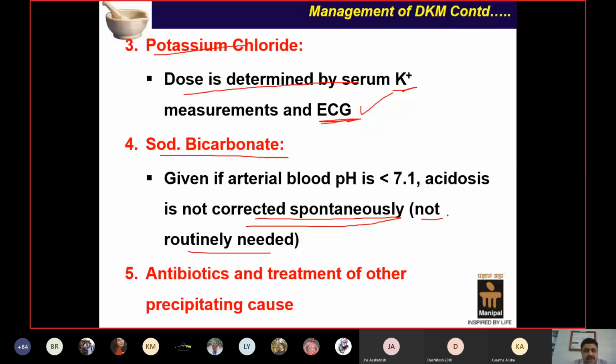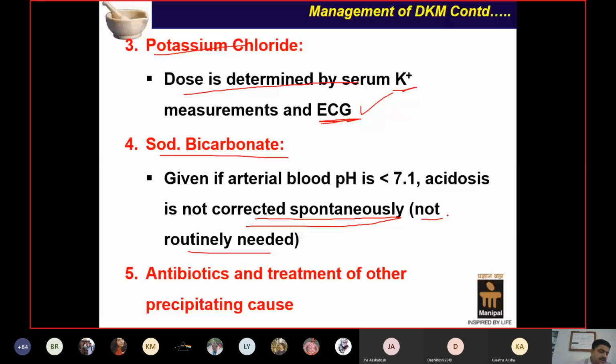Okay, then last but not least, you have to find the precipitating cause. What is the cause for that diabetic ketoacidosis, and try to correct that cause. So if the cause is infection, then use antibiotics. Which antibiotic will you use?